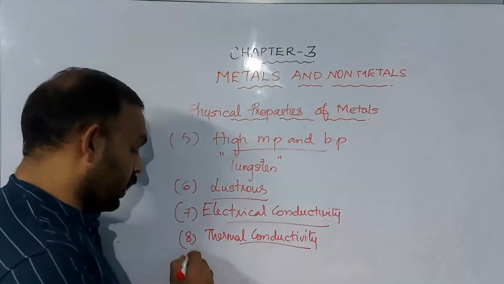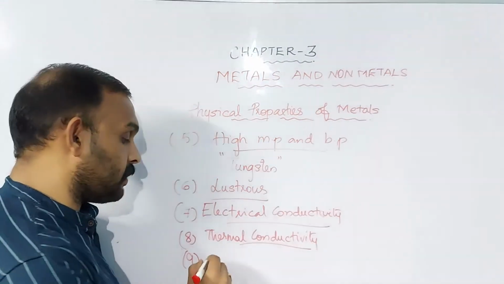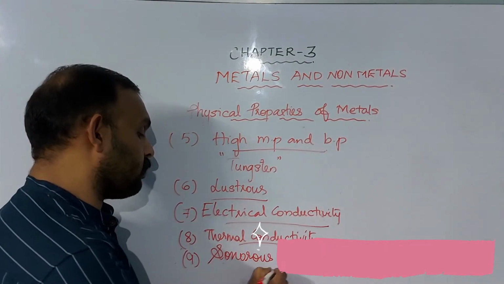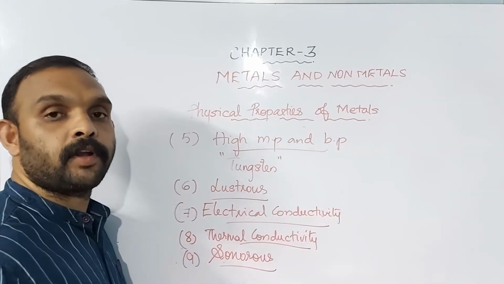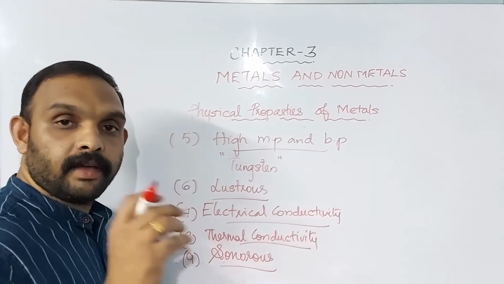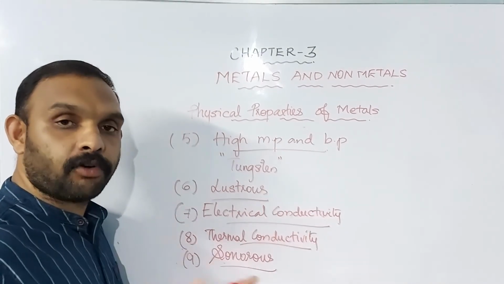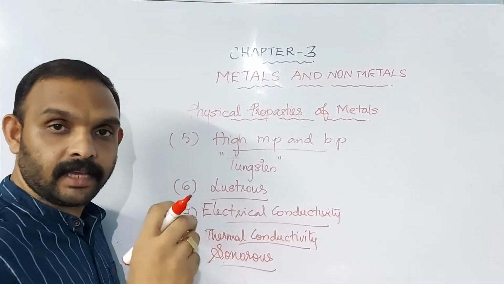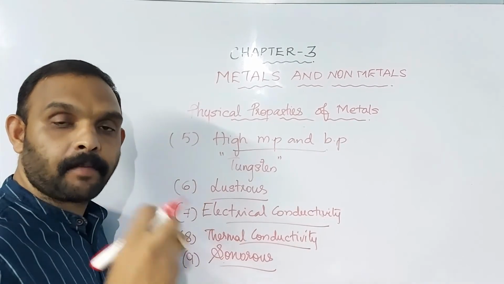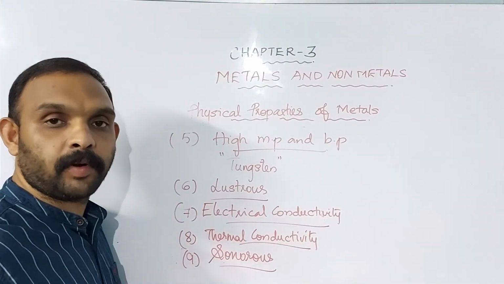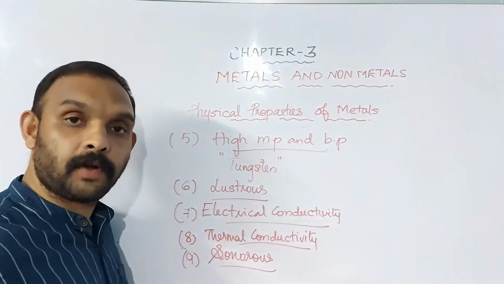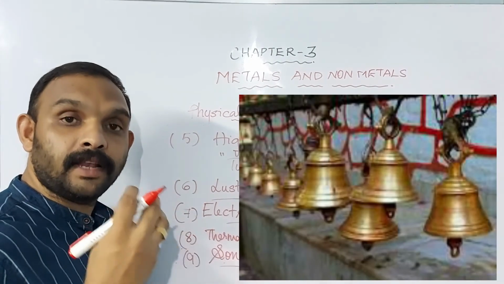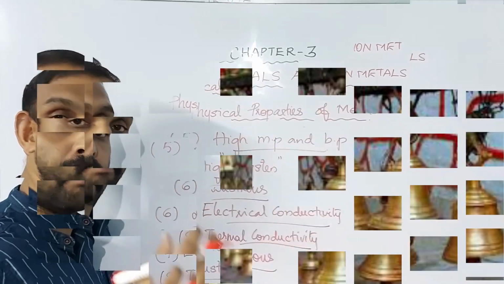Another physical property of metals is sonorous. What is meant by sonorous? Have you heard about it? The sonorous property of metals means that when metals hit a hard surface, they will produce a ringing sound, and that property we call sonorous. Because of this sonorous property, metals like brass are used in temples for making bells.